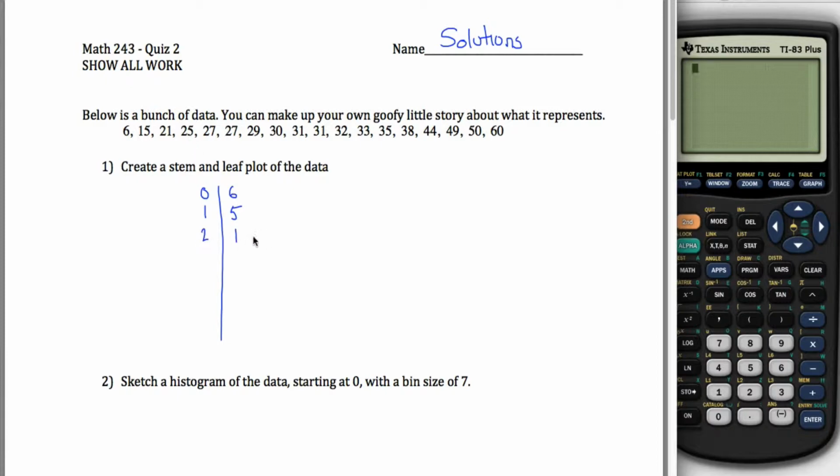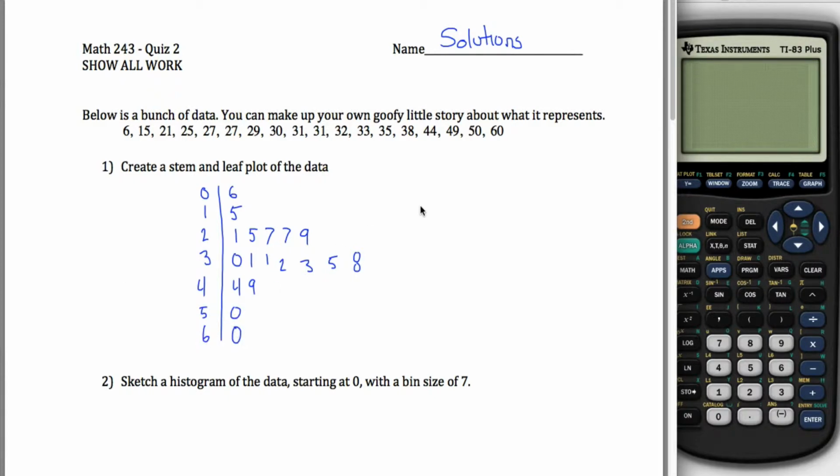25 would be a 2 and then a 5. 27 would be a 2 and then a 7. I have another 27 and a 29. Then I got a 30, a 31, another 31, 32, 33, 35, and a 38. And then I got 44 and 49. And I got 50 and I got a 60.